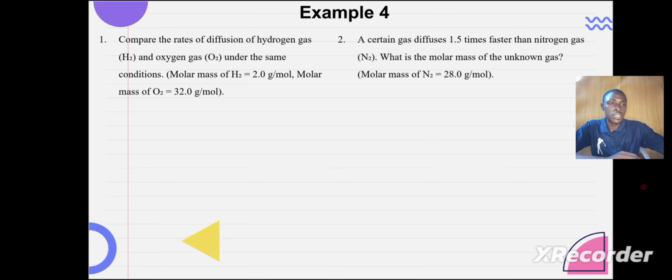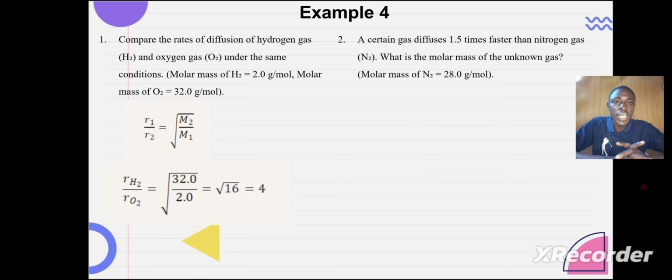So let's see. First you must understand that R1 over R2 is equal to root M2 over M1. Why are we using molar mass, not vapor density? Because the molar mass of the gases is what is provided in the question. So you only use what you can get from the question, or what you can deduce from the question, either directly or indirectly.